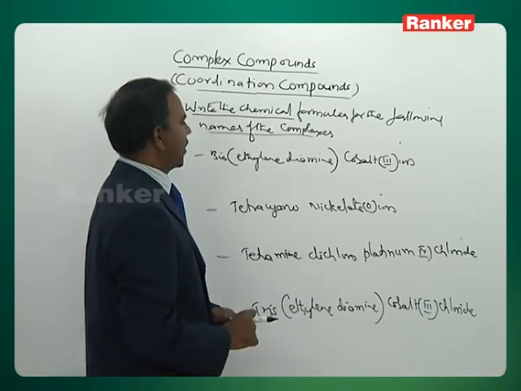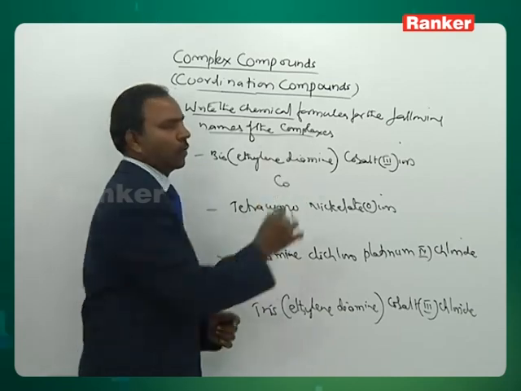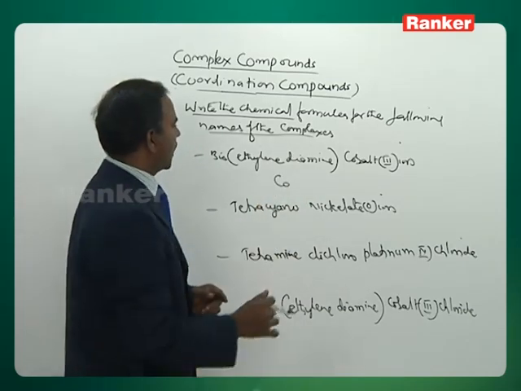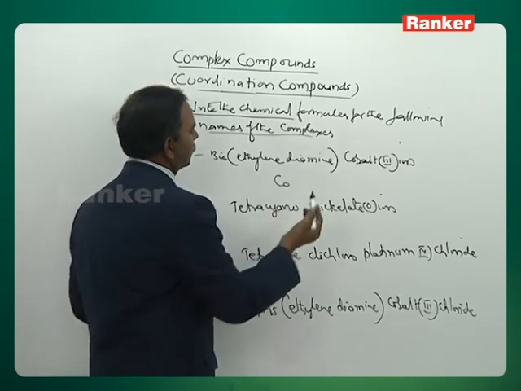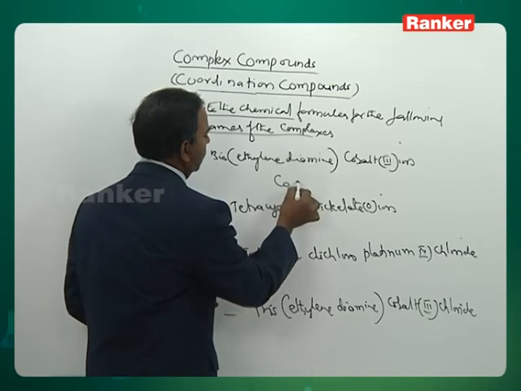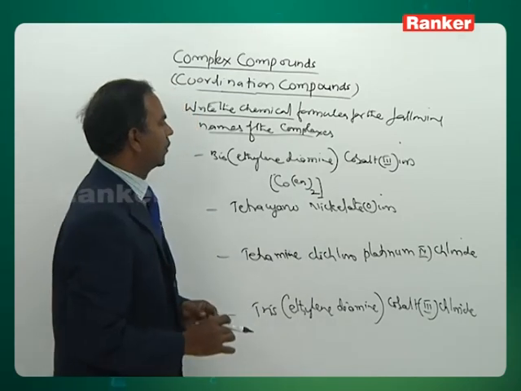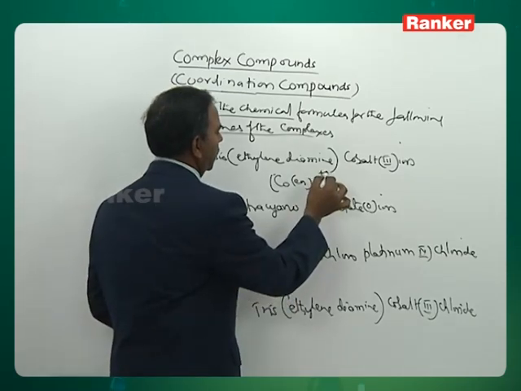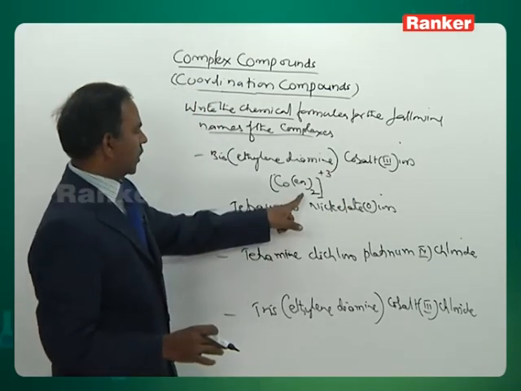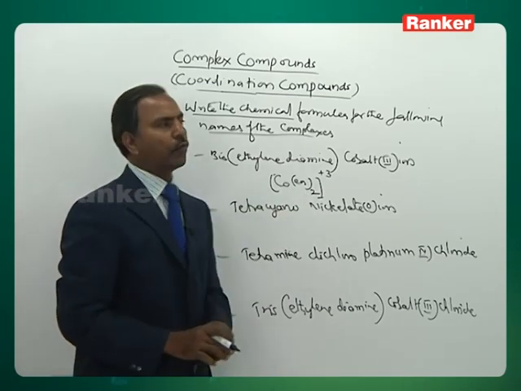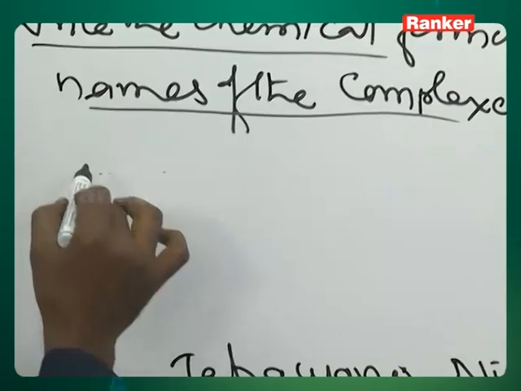Now, bis ethylenediamine cobalt 3 ion. First, as I said, you have to write the metal. Yes, the metal cobalt is written. Then bis ethylenediamine, en taken twice, cobalt 3 ion. Then you can take it with plus 3. This is not looking very correct. Once you talk about this particular coordination number 4, cobalt is actually not plus 3, so a little correction should be there.